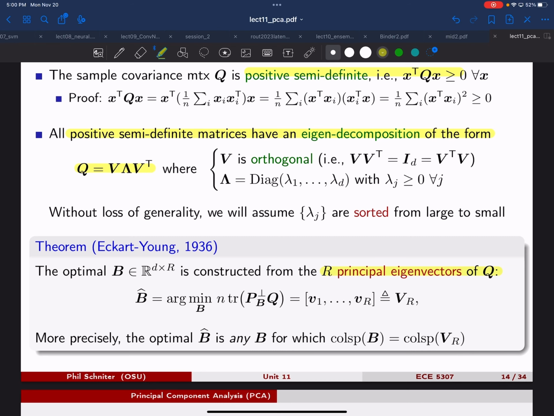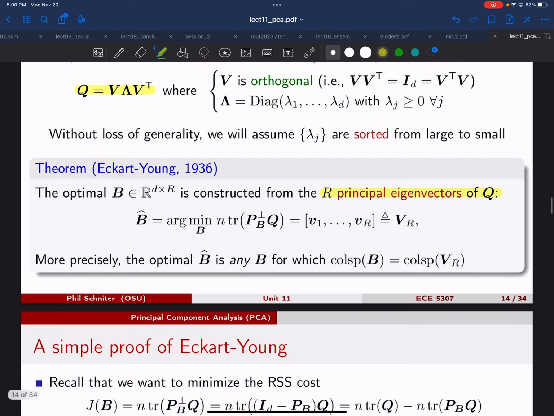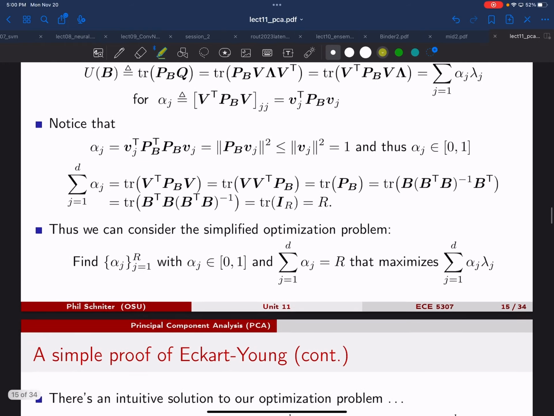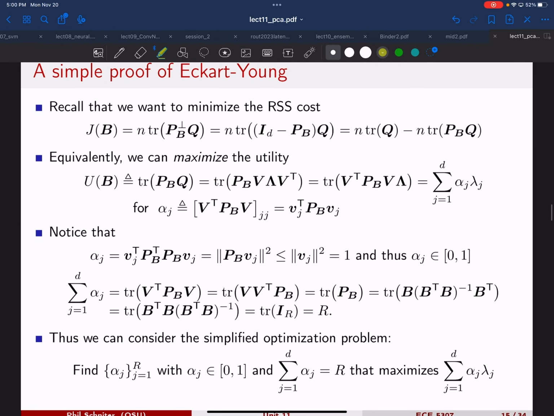Okay, so that's the last part of our proof, to go through that. Let's see. I think I can do this pretty quickly. So this is what we want to minimize. We can now expand P_B perp back into I minus P_B.